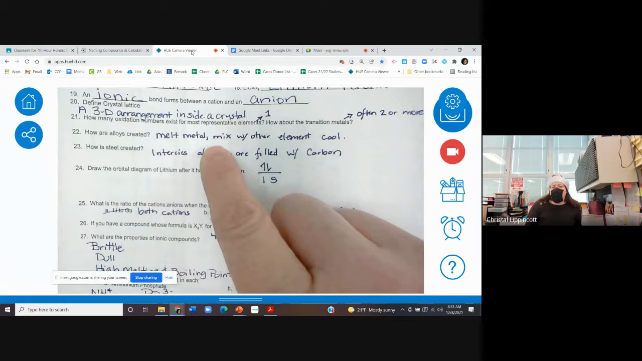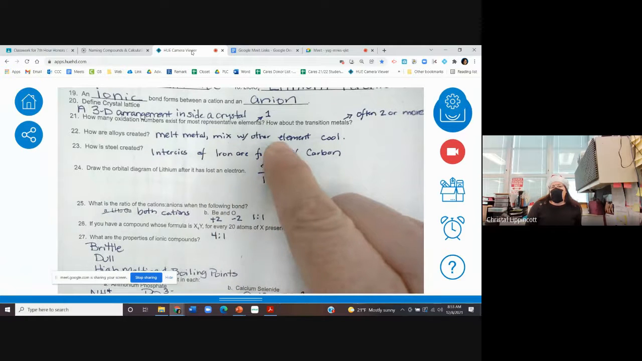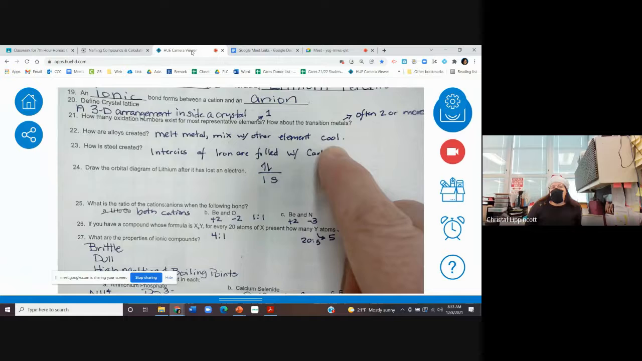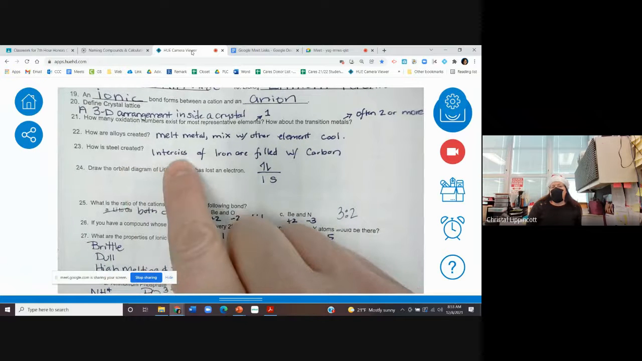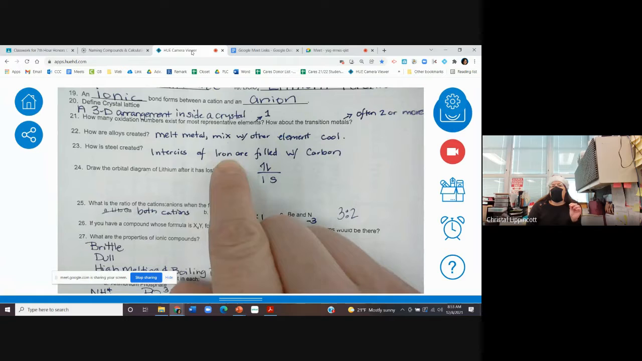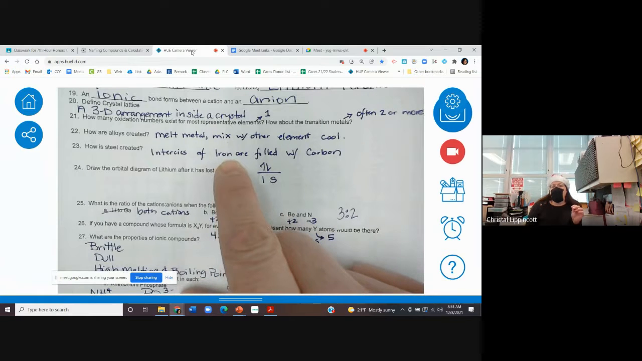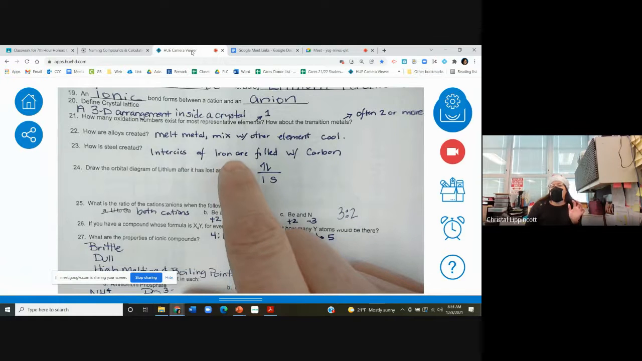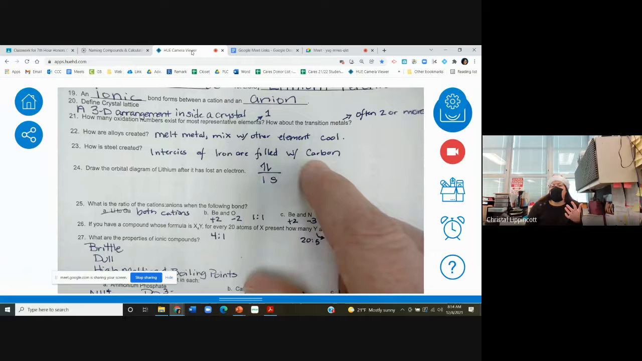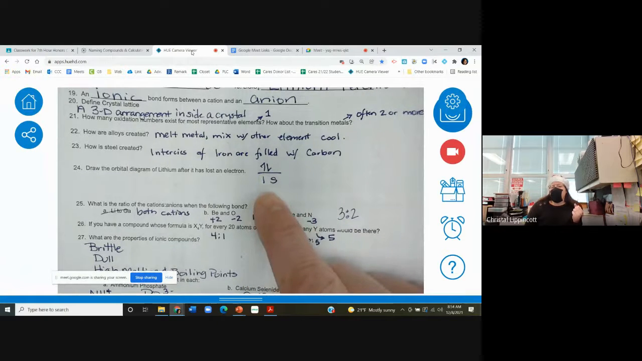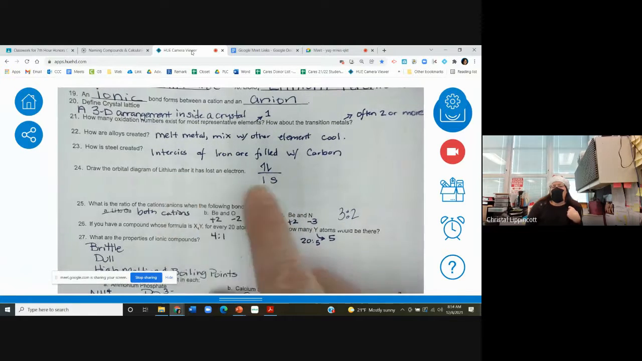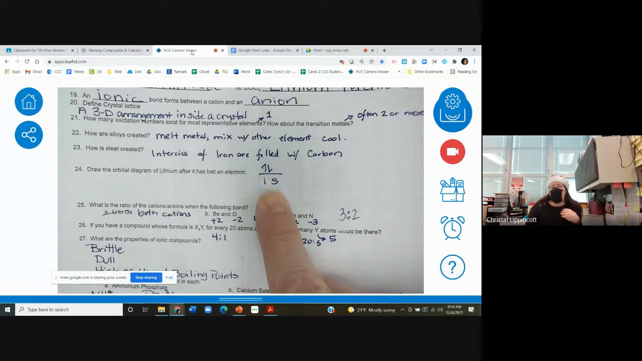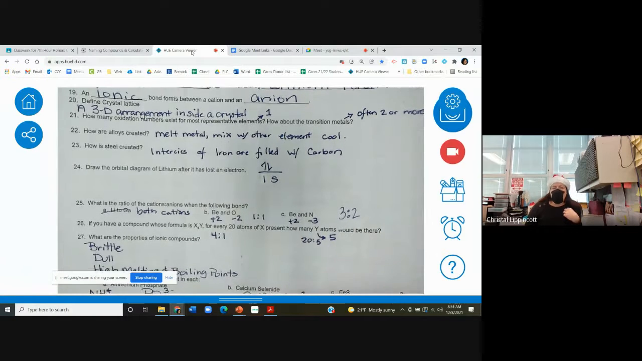Alloys, then, they're going to melt the metals, and then they're going to mix them with another element, and then they cool them. Steel, then, the interstices or the holes between the iron elements, after they melt this, they're going to fill those holes with carbon, and that lends the strength and durability to the steel. Orbital diagrams, remember, those were the ones that used arrows, and with lithium, if it's lost an electron, all it has is its 1s electrons.